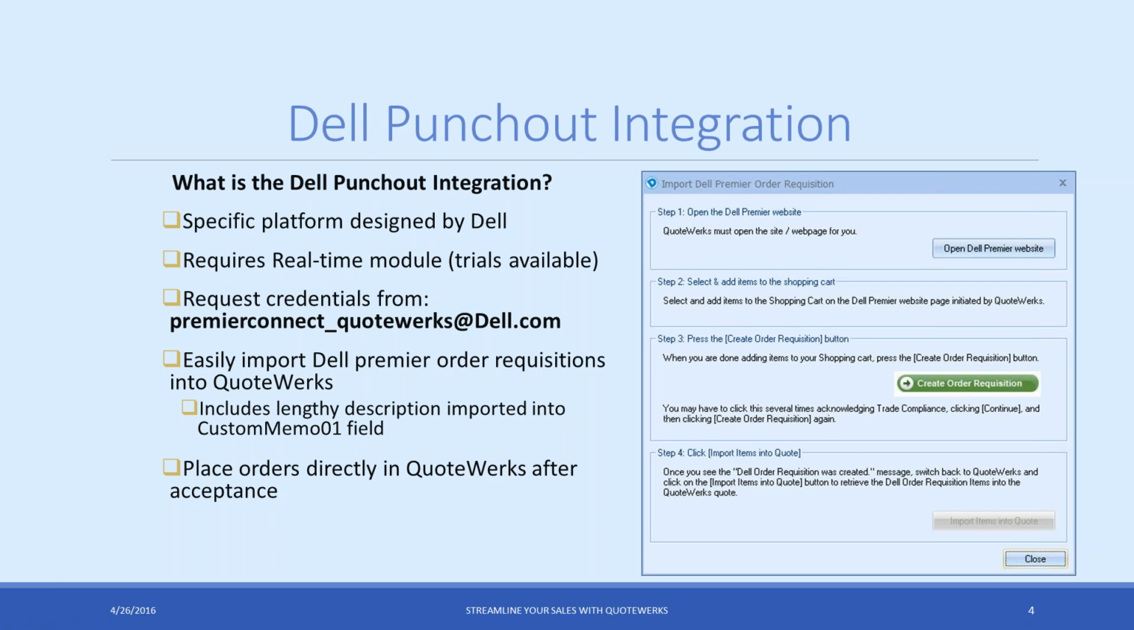Okay, so what is the Dell Punchout integration? Dell's actually created a new platform that allows other programs to interface with it and to take order requisitions directly from the Dell Premier site and pull them into your system. So QuoteWerks has created that integration. We're using specifically their API calls and pulls that they allow us to pull this data from Dell into QuoteWerks, so we can actually pull these order requisitions.